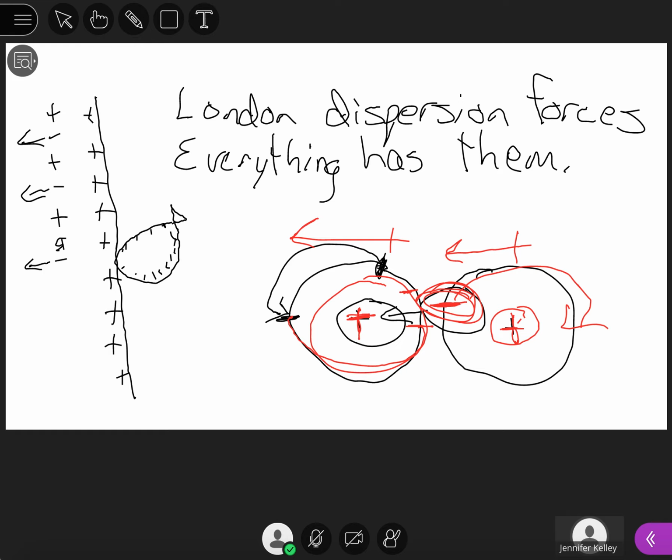So let's take a look at the things that will increase and the things that will decrease London dispersion forces.